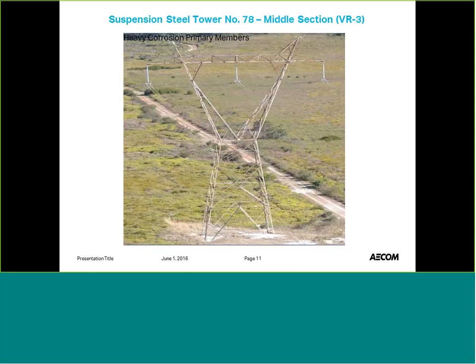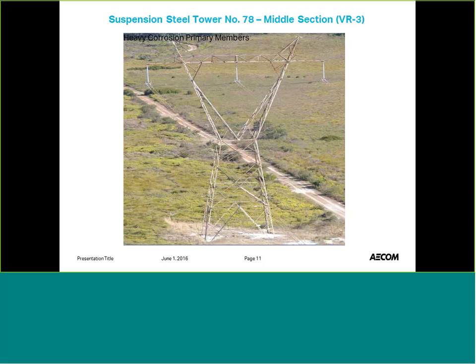Now we're in the middle section. This section that I mentioned to you is within 4 or 5 kilometres of the coast. This is one of the higher VR3. That's a suspension structure there. You're starting to see the heavy rust or the loss of galvanising on the structure. Very strong at the top part of the structure.